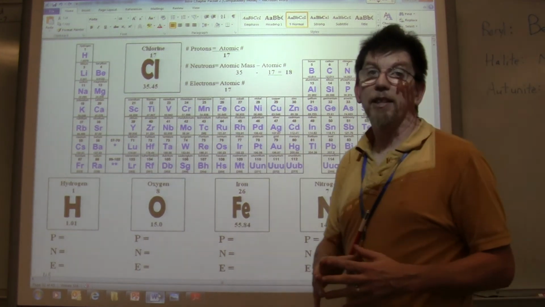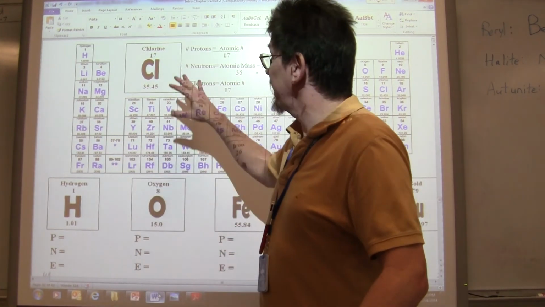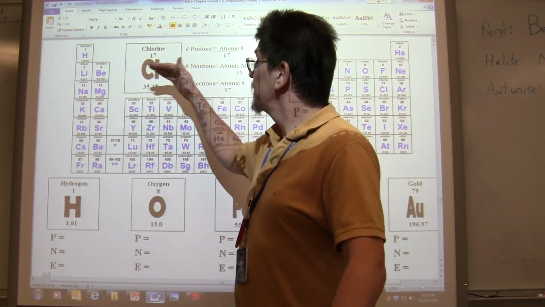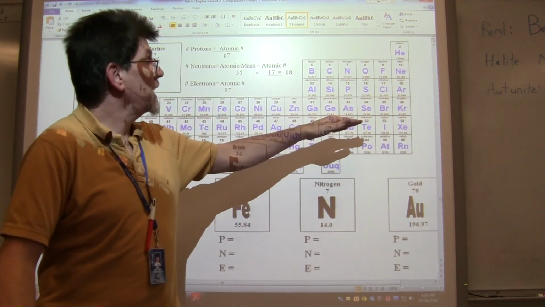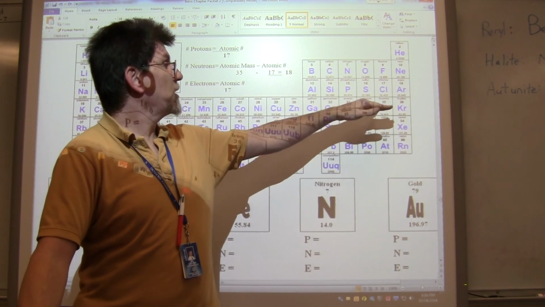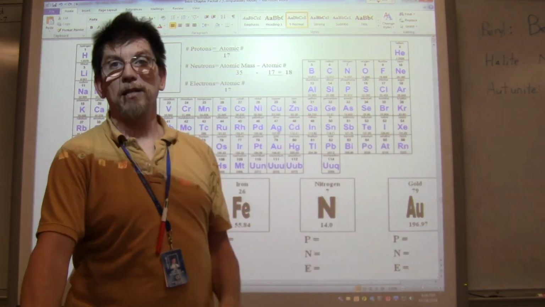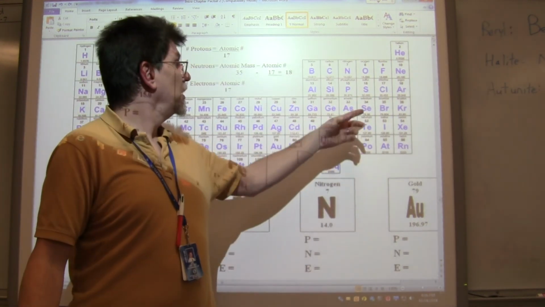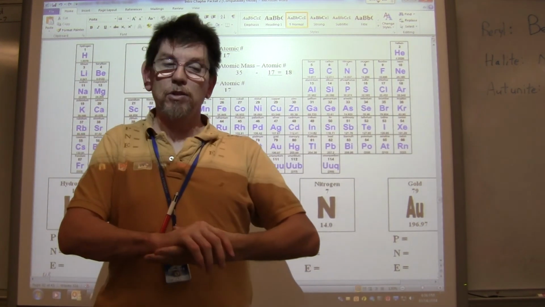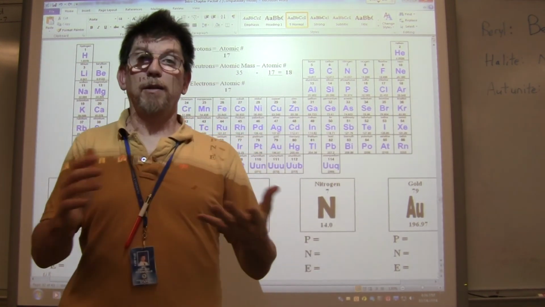So, there we have it. That's the quick, easy way to see how the periodic table is laid out by atomic number. Atomic mass is on the bottom. That's how you figure out the number of neutrons, by subtracting the number of protons from the mass. Also, the number of electrons will be equal to the number of protons in a balanced atom.